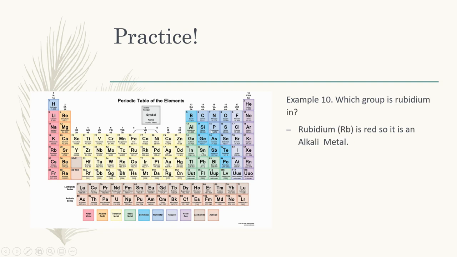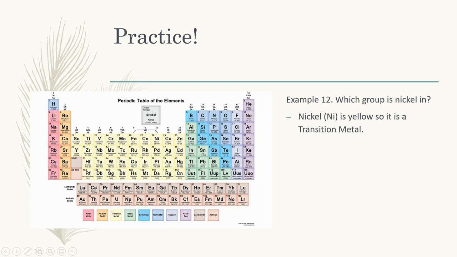And then we have rubidium. Rubidium is way over here to the left. It is red, so it is an alkali metal. And lastly, chlorine is light purple, so it is a halogen. And actually, there's one more, nickel. Nickel, Ni, is yellow, so it is a transition metal.